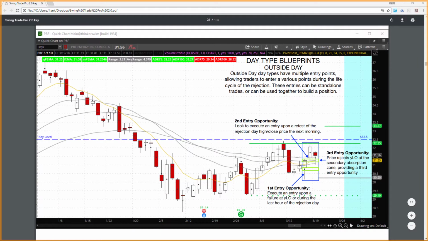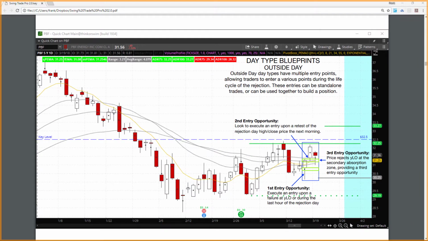This is what it looked like afterwards, a couple days later. You can see here that price opens the day above the high of the outside day rejection day. So price drops into the secondary absorption zone right there and retests the close and the high from above, and bulls defend it, and this thing races off. So it never came back to the primary entry. Instead, it gapped up above the open, and the secondary absorption zone became the entry point.